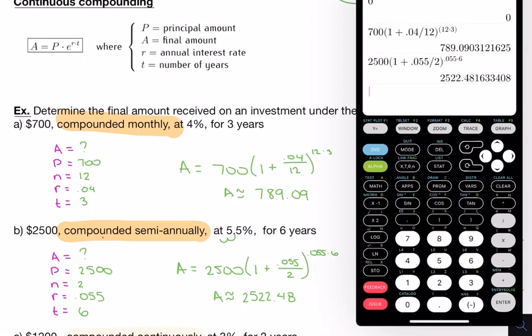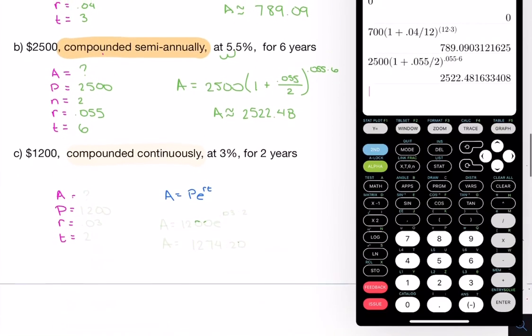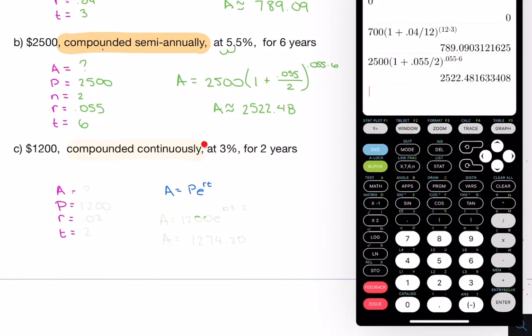So for this last one, we have that $1,200 is compounded continuously at 3% for 2 years. Since it's being compounded continuously, we know that we have to use that other formula. So let's identify all our variables again. In this case, we're looking for A. Our principal, our starting amount, is 1,200. Our rate is 3%, so again, that's 0.03, and our time is 2 years.